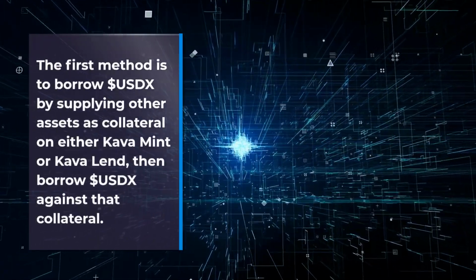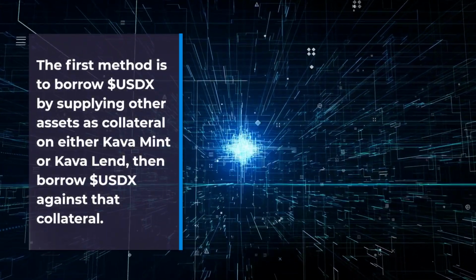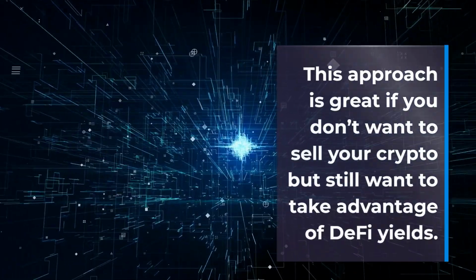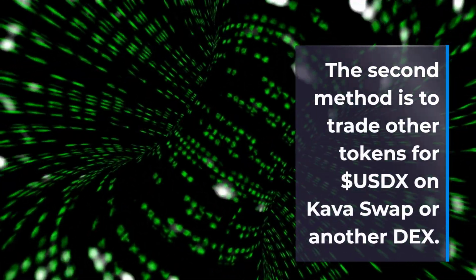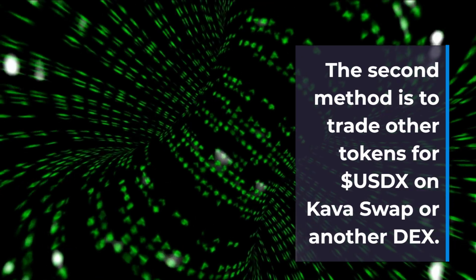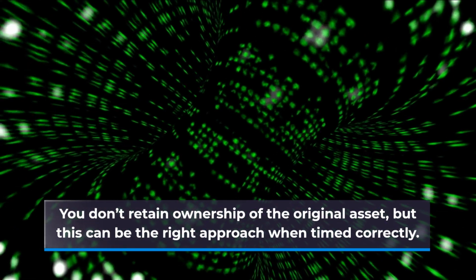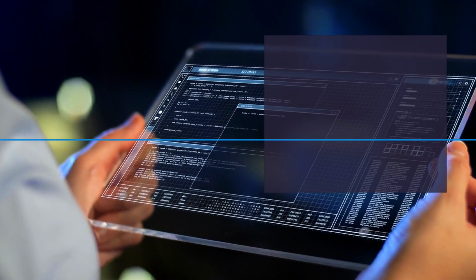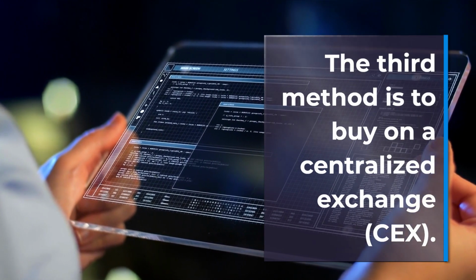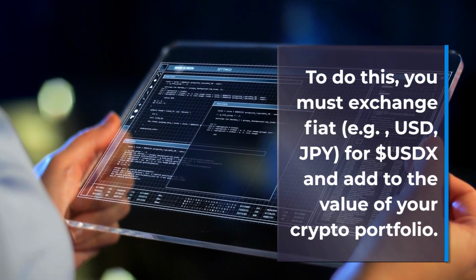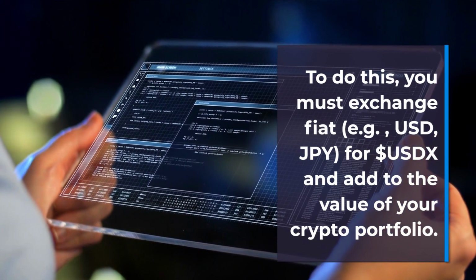The first method is to borrow USDX by supplying other assets as collateral on either Kava Mint or Kava Lend, then borrow USDX against the collateral. This approach is great if you don't want to sell your crypto but still want to take advantage of DeFi yields. The second method is to trade other tokens for USDX on Kava Swap or in other DEX. You don't retain ownership of the original asset, but this can be the right approach when timed correctly. The third method is to buy on a centralized exchange. To do this, you must exchange fiat, for example, USD, JPY, for USDX, and add to the value of your crypto portfolio.